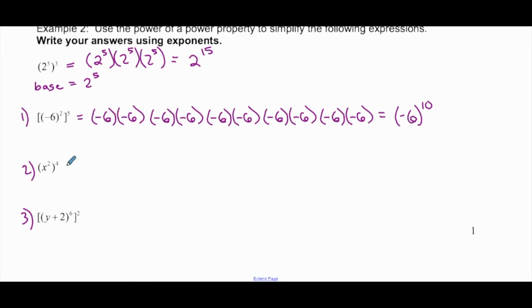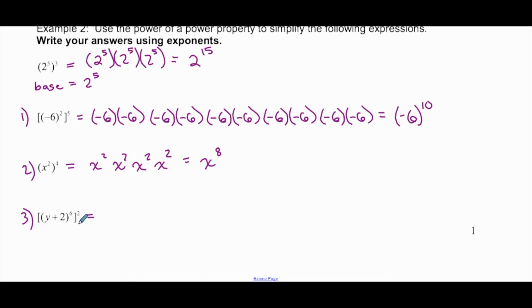X squared to the 4th. It's like saying x squared times x squared times x squared times x squared. I can add up those exponents and say, oh, that's x to the 8th. I could have just said 2 times 4 gives me 8.